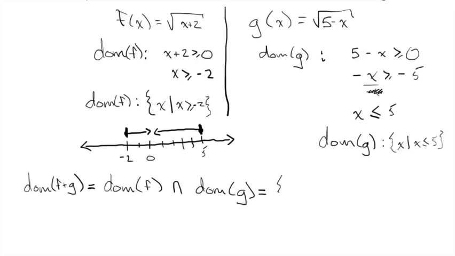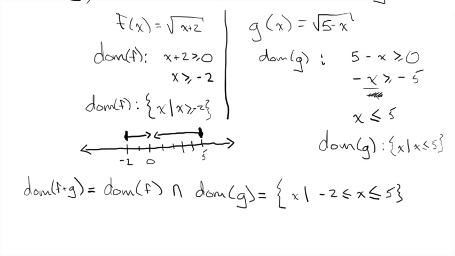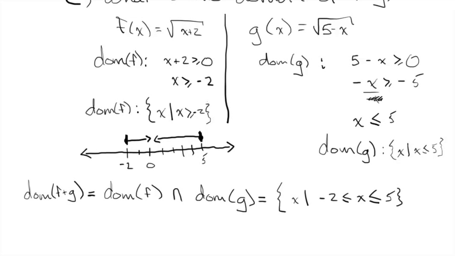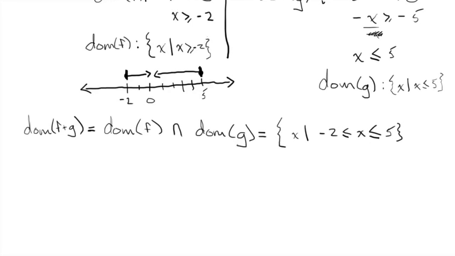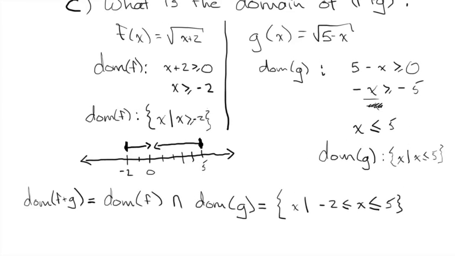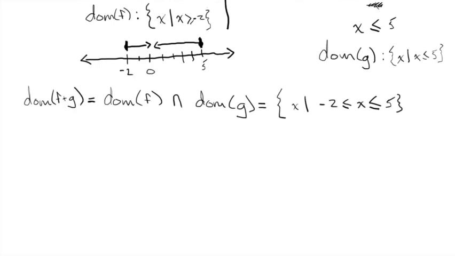So the intersection of these two sets is the set of all x such that x is bigger than or equal to -2, and smaller than or equal to 5. That's the worst set symbol I've ever seen. A little better. Okay, so that's how you determine the domain of a function that's been added together. Actually, let's just do one more.